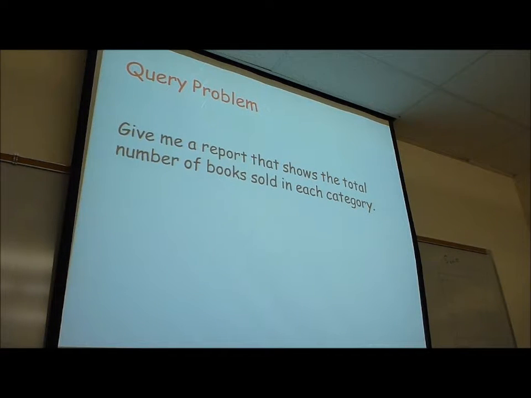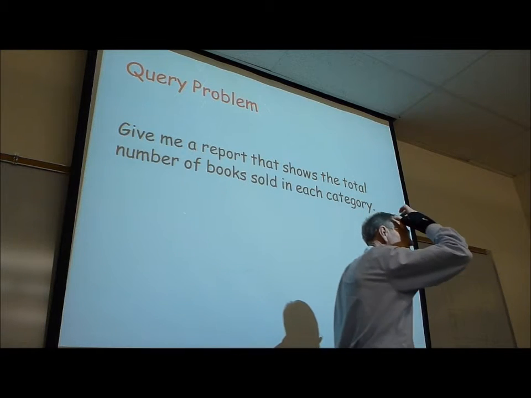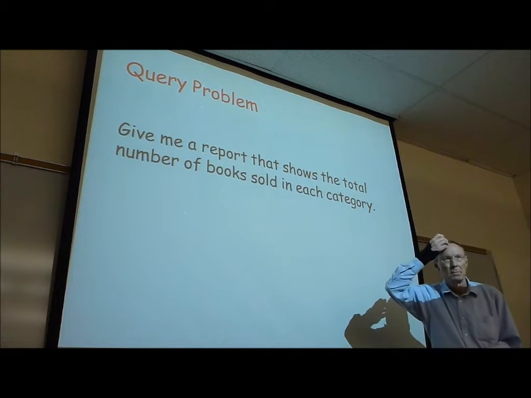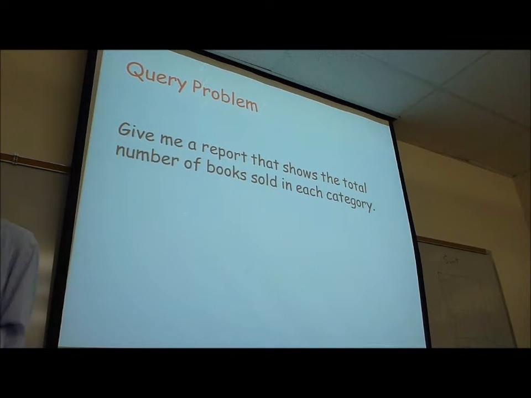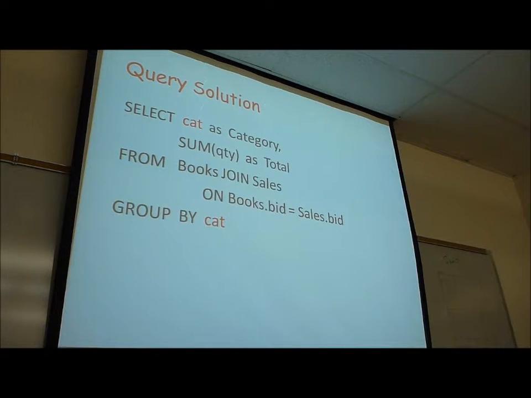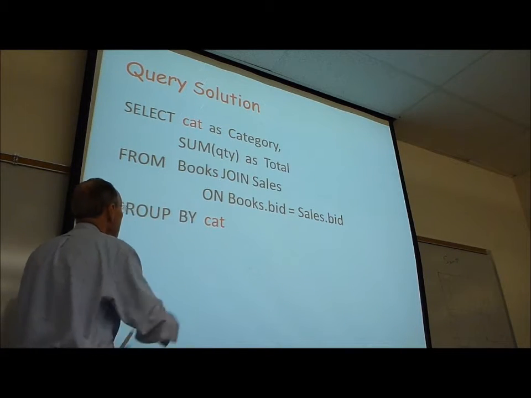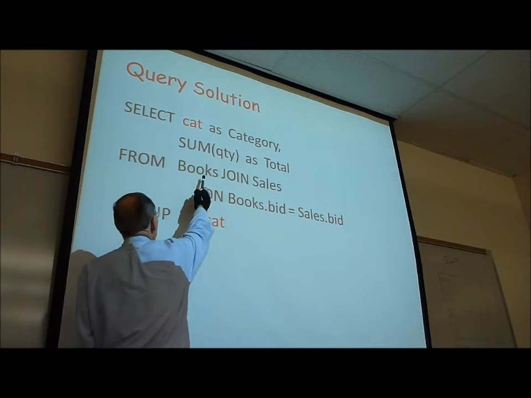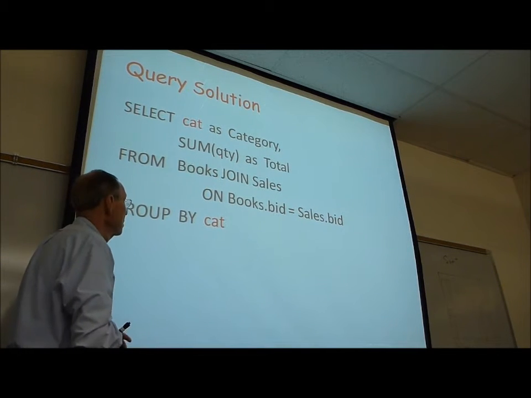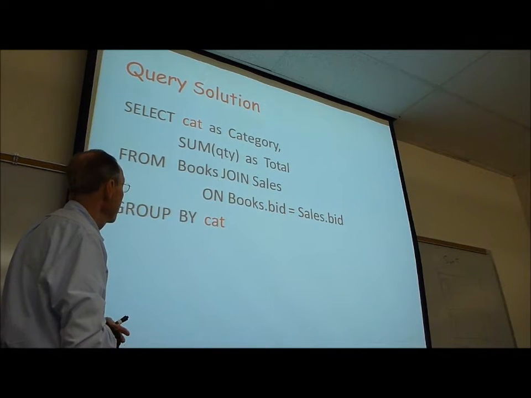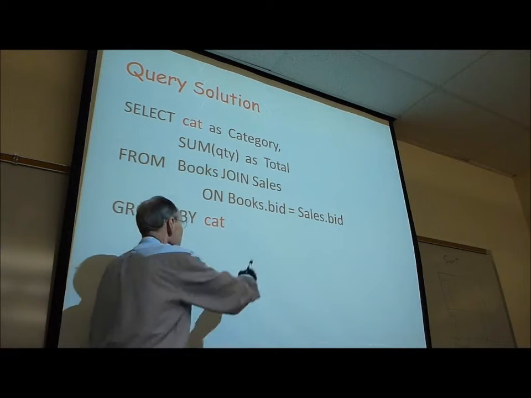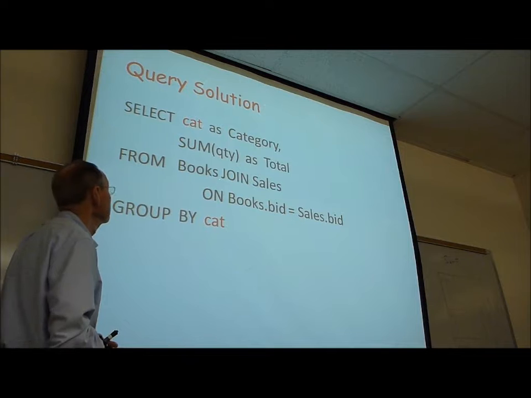All right. So we can do some more analysis here. Give me a report that shows the total number of books sold in each category. Okay, so we have 4 categories of books. So we select category, and then we do the sum. Okay, and then we're going to do the join, then the group by. First thing that happens is the join. So I'm going to join the books on sales, and it's going to be on the book ID if you look on your database diagram.